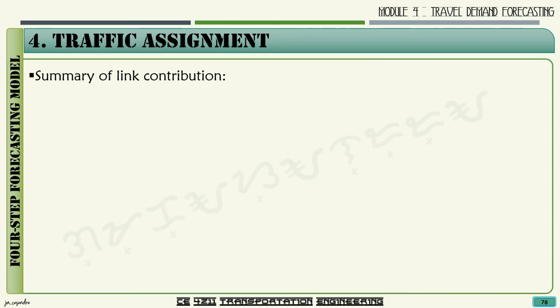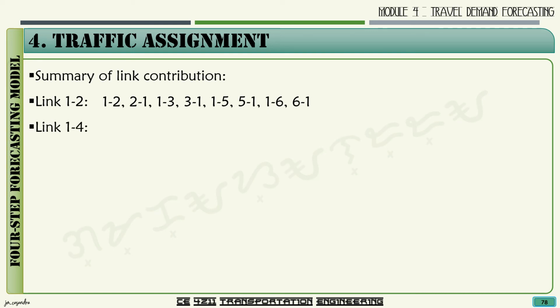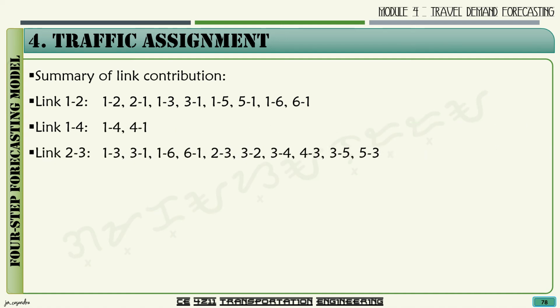So to summarize, the link contribution for each of the shortest links in our 6-zone study area. For link 1, 2, contributing links will be 1, 2, 2, 1, 1, 3, 3, 1, 1, 5, 5, 1, 1, 6, and 6, 1. Then for link 1 to 4 is 1, 4, and 4, 1. 2, 3 will have 1, 3, 3, 1, 1, 6, 6, 1, 2, 3, 3, 2, 3, 4, 4, 3, 3, 5, and 5, 3.